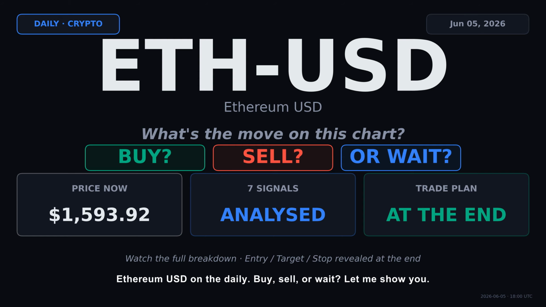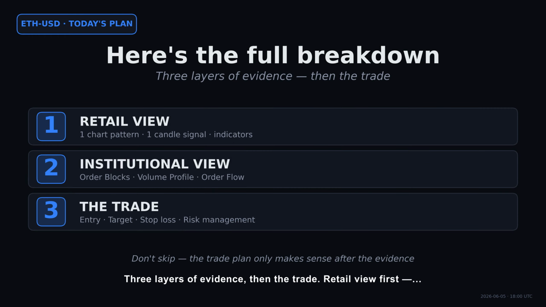Ethereum USD on the daily. Buy, sell, or wait. Let me show you. Three layers of evidence, then the trade. Retail view first, patterns and indicators. Then the institutional read, where smart money is positioning. Then the trade itself, at the end.